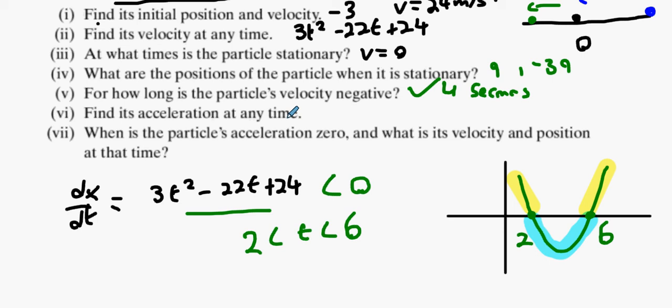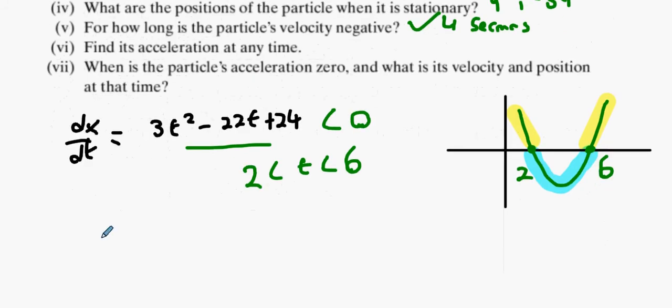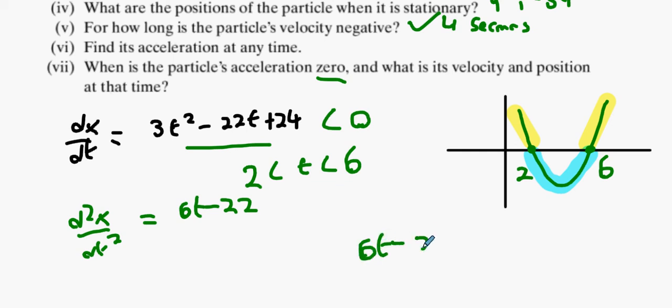Find its acceleration at any time. How'd you do that, Haymans? Second derivative, and what do we get? 16 minus 22. When is the particle's acceleration 0? No bother, we just solve it equal to 0. Anybody got 22 over 6? Which is what in decimals? Anybody? So 3 and 2/3 basically, isn't it?